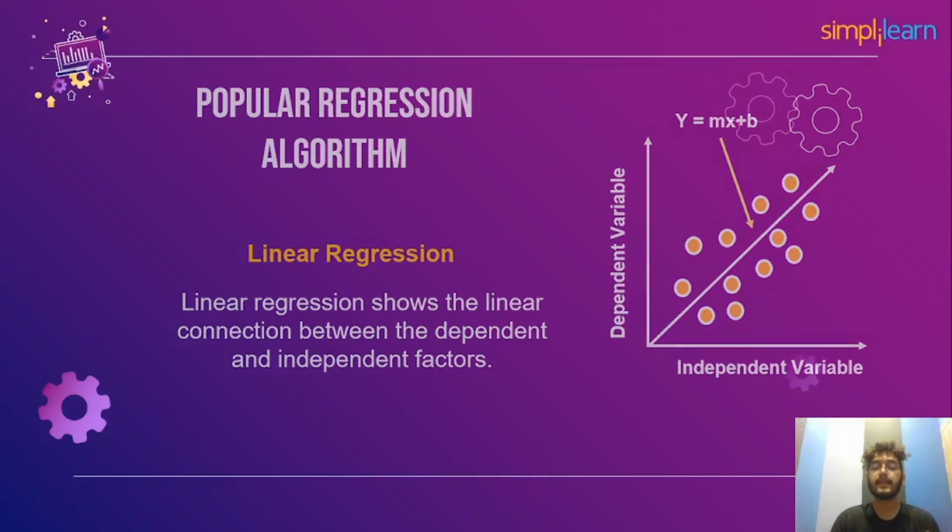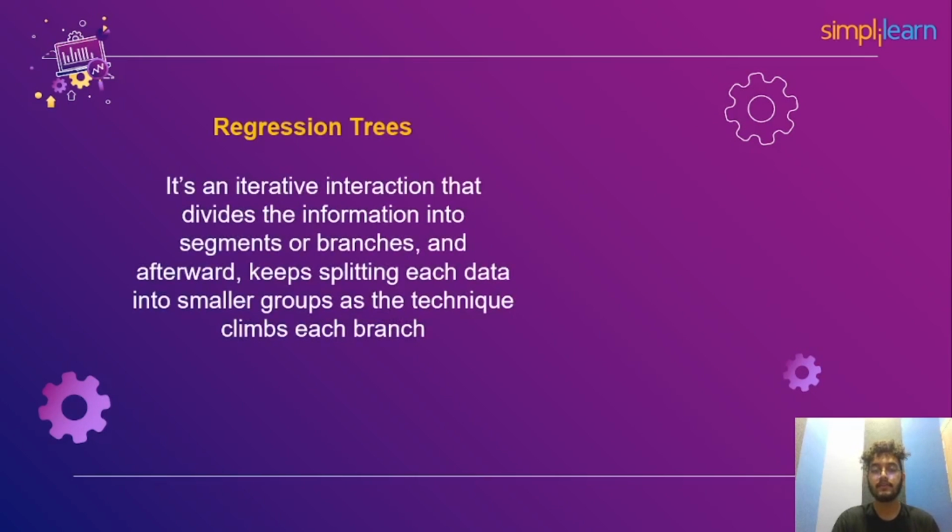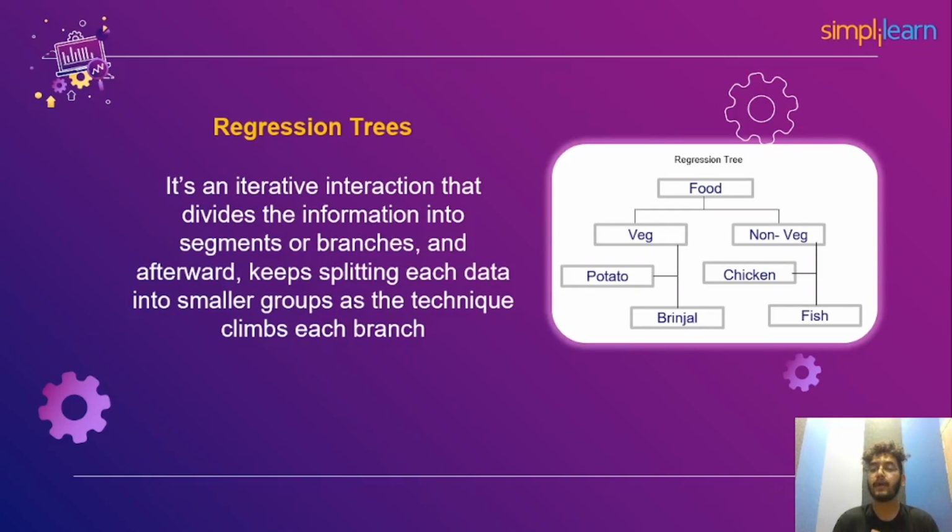And the next one is regression trees. A regression tree works through a cycle known as binary recursive partitioning, which is an iterative process that divides the information into segments or branches, and afterward keeps splitting the data into smaller groups. As the technique climbs each branch, this tree is used for a dependent variable with continuous values. For example, a regression tree is named food, which is divided into segments, veg and non-veg. Further, it keeps splitting into smaller groups.